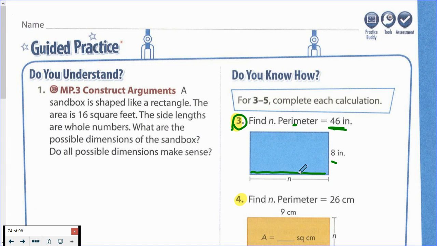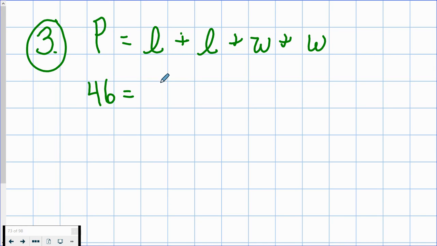Okay, what else do we know? Well, we don't know the width. They're calling that n. But we do know the length. The length is 8. So let's come back and we can fill in the length of the one side and the length of the other. Now, we don't know the width. They're not calling it W. They're calling it letter N. So I'm going to go ahead and change this to letter N.